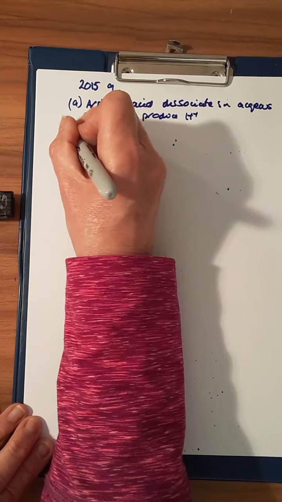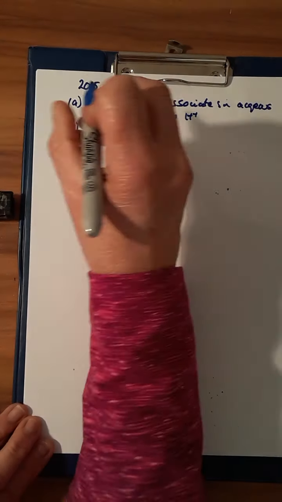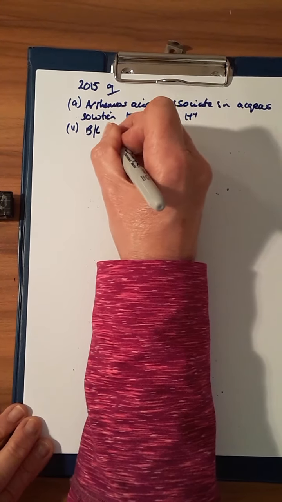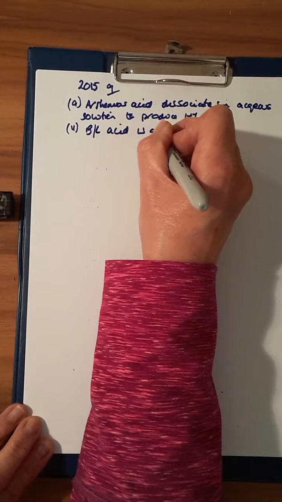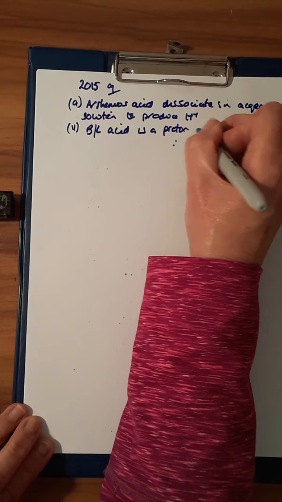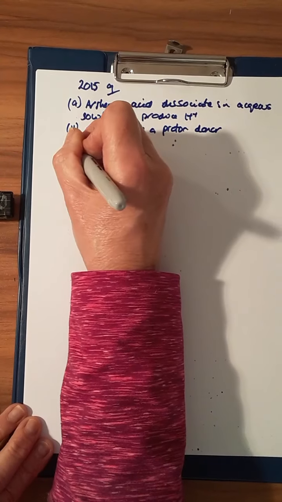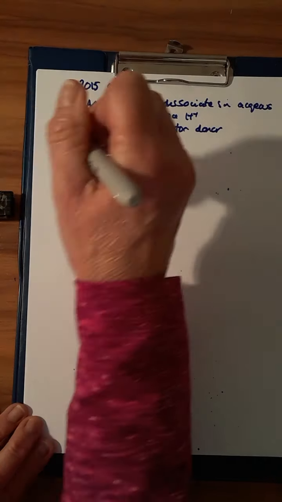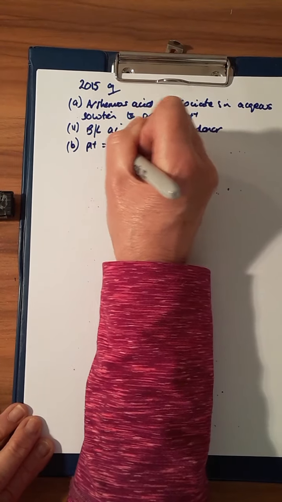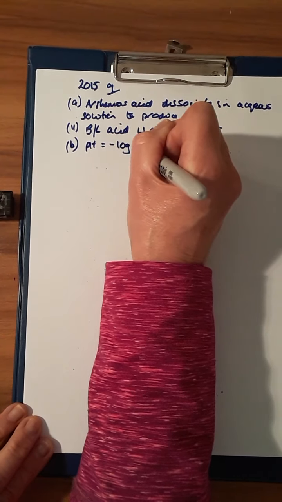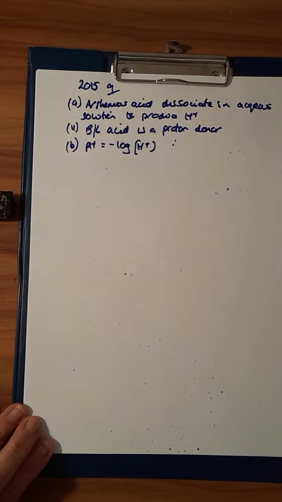The second part asks me to define a Bronsted-Lowry acid. A Bronsted-Lowry acid is a proton donor. A good proton donor would be a strong one. Okay, part B says define pH. pH is minus the log of the H+ ion concentration.